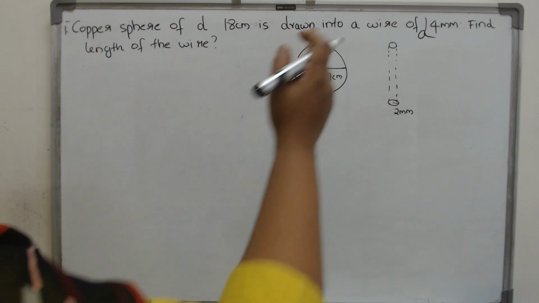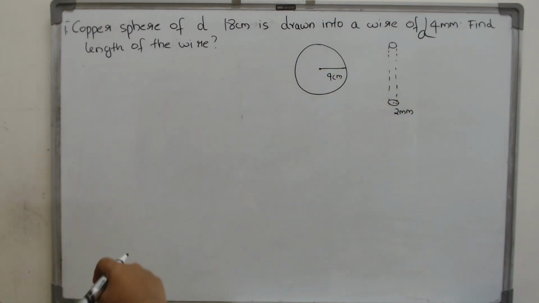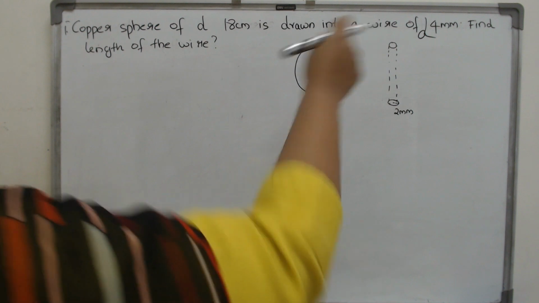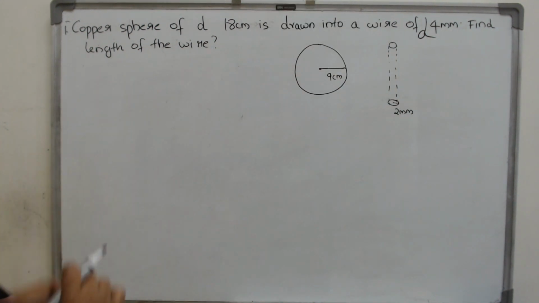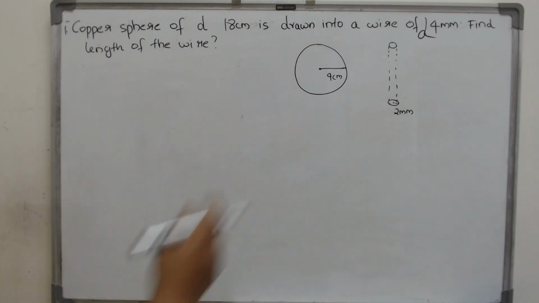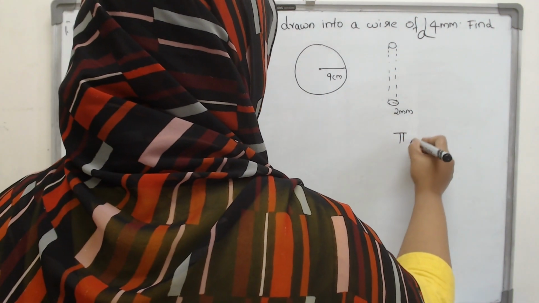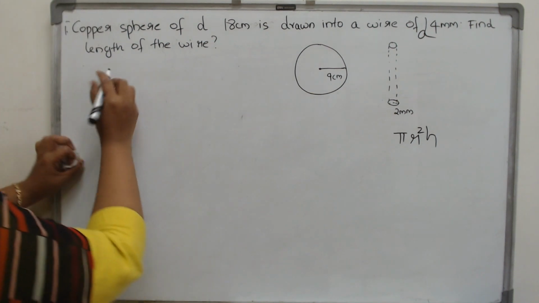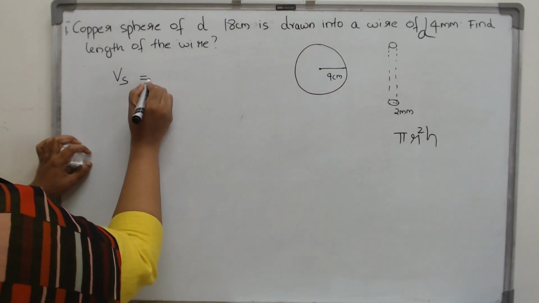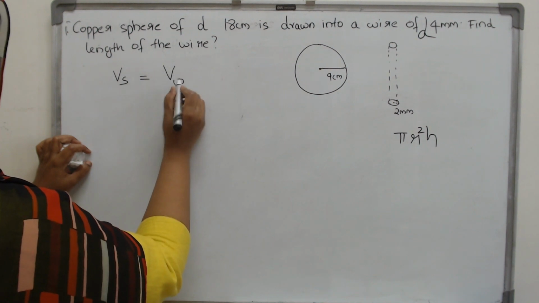But then, what does the cylinder have that the sphere does not? It has a height. That is what you have to find out. What is its height or what is its length? Now what is the volume of a cylinder? It is pi r square h. We know what the volume of the sphere is. So what do you have? Volume of the sphere is equal to the volume of the wire.